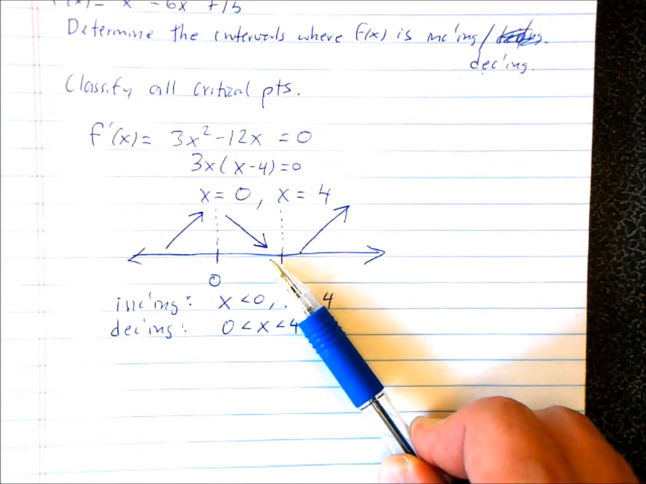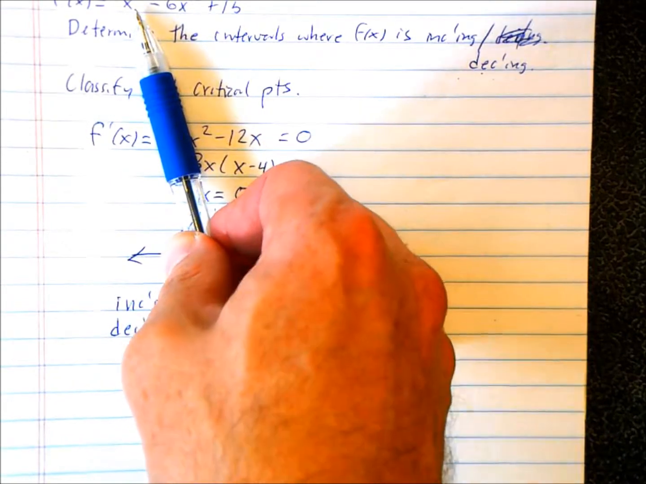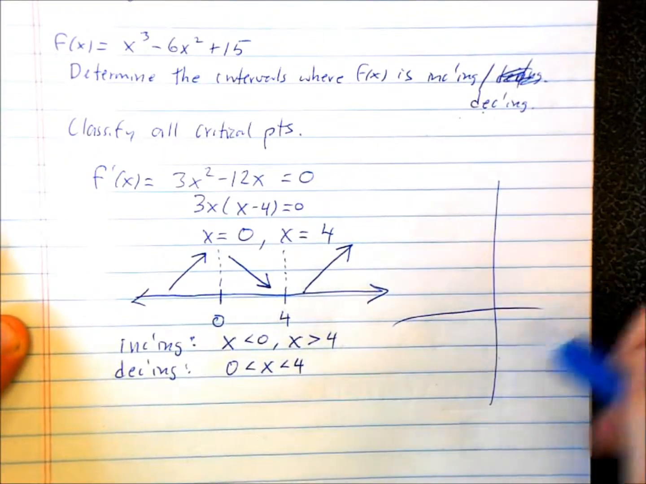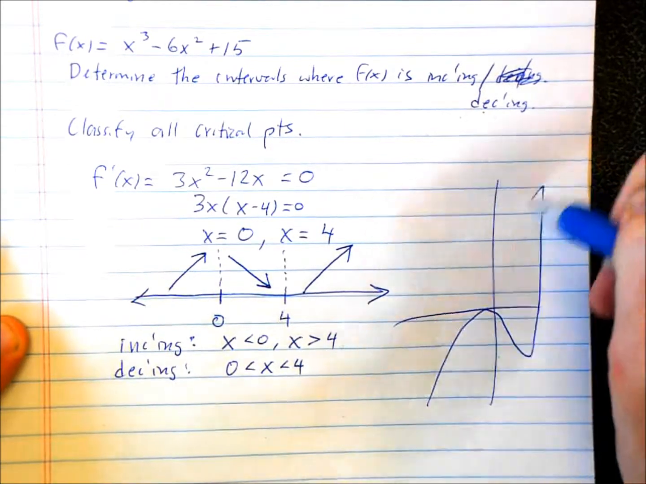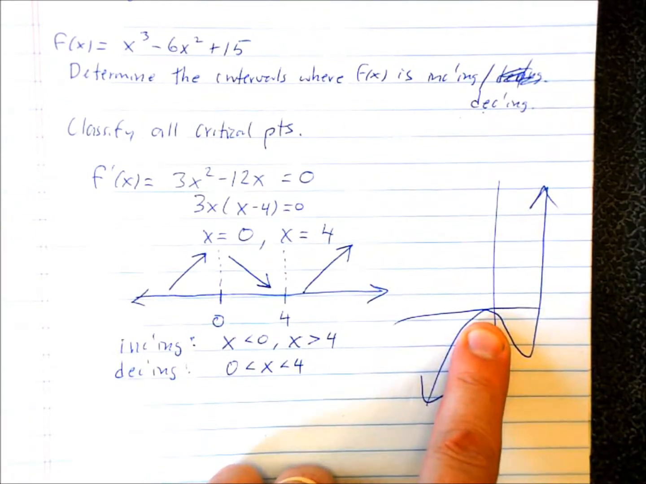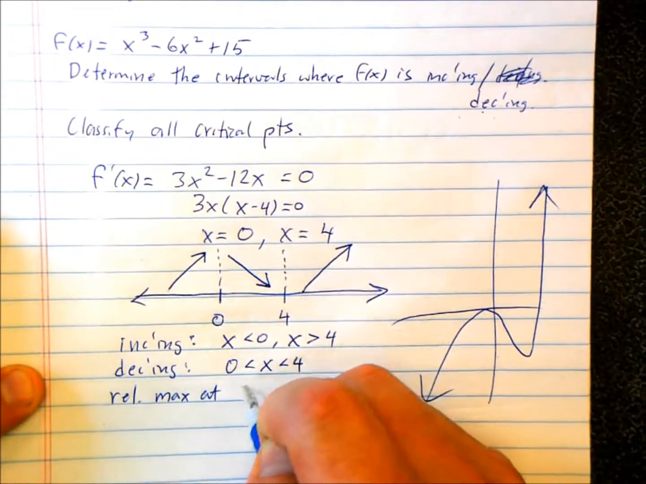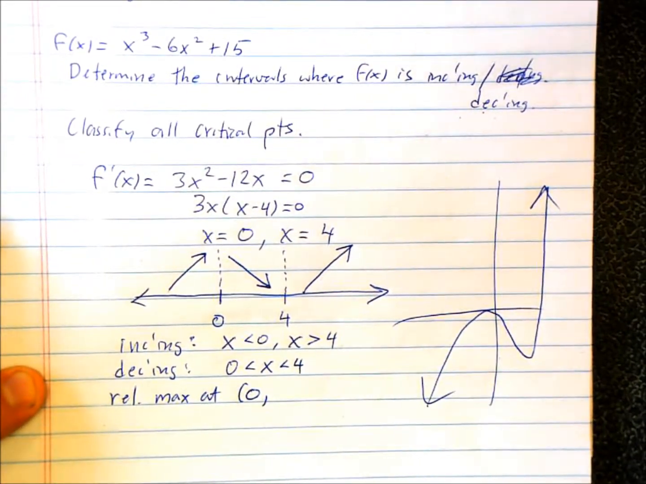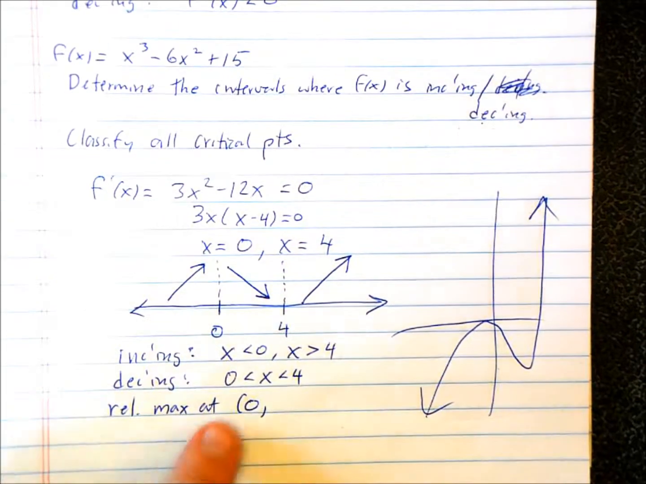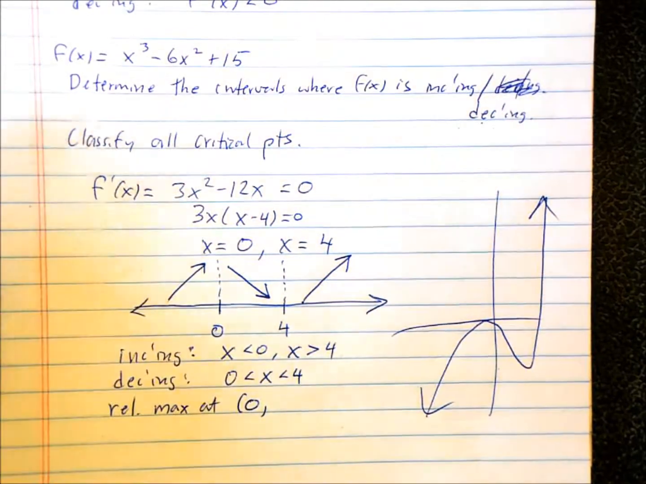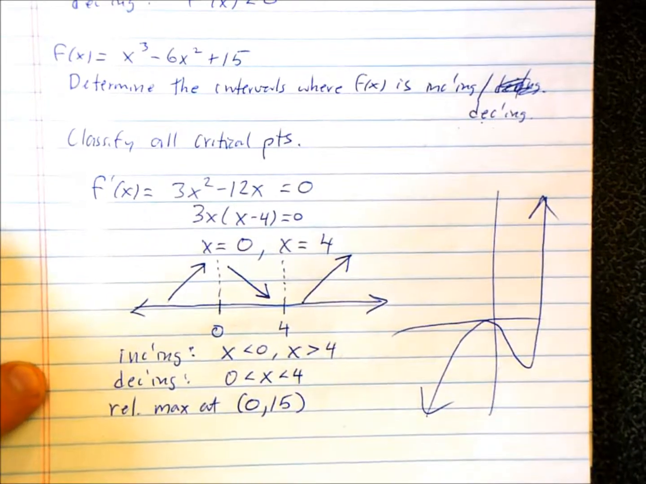In fact, I'm sure this one is not absolute, because if I graph an x cubed function, what does an x cubed function look like in general? In general, they look like this. So I know I do not have an absolute maximum at 0. Best I have is a relative. All right, so we would say relative max at, if x is 0, what's the y number? Not 0. It would be 15. You plug 0 back into the original function. You always go back to the original function here. So a relative max at 0, 15.